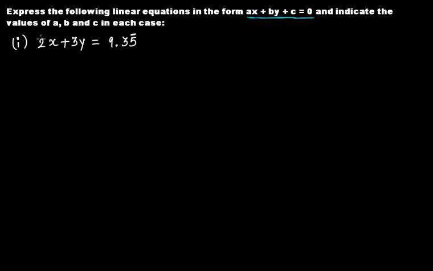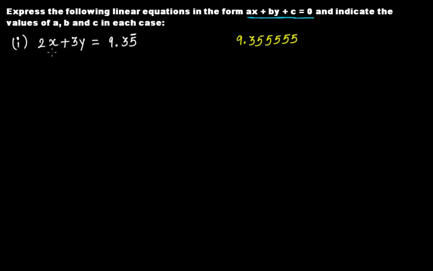You have to express each of these equations in this form, that is ax plus by plus c equal to 0, and then you have to tell the values of a, b and c. Let's start. Now here you have 9.35 with a bar over the 5. It means that this is actually 9.35555, right? In that way it is non-terminating, right? So you have to remember this, that this bar means that 5 is recurring every time.